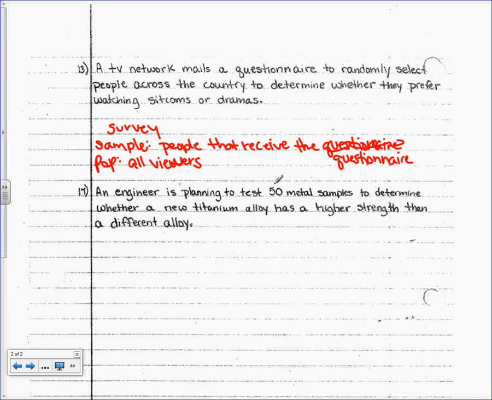Everybody's good there. With this, the way they worded it isn't super obvious, but they're planning to test these different types of metal to see if one's better than another. So wouldn't you say it's probably an experiment? Do you see what I'm saying? If they were just observing it, they wouldn't do anything to it. Observational study means you're literally just sitting back and observing something. So this is more of an experiment, I think. So this is an experiment.